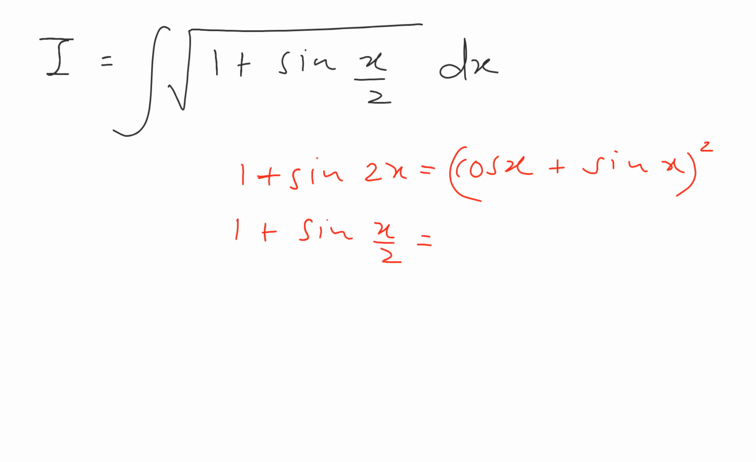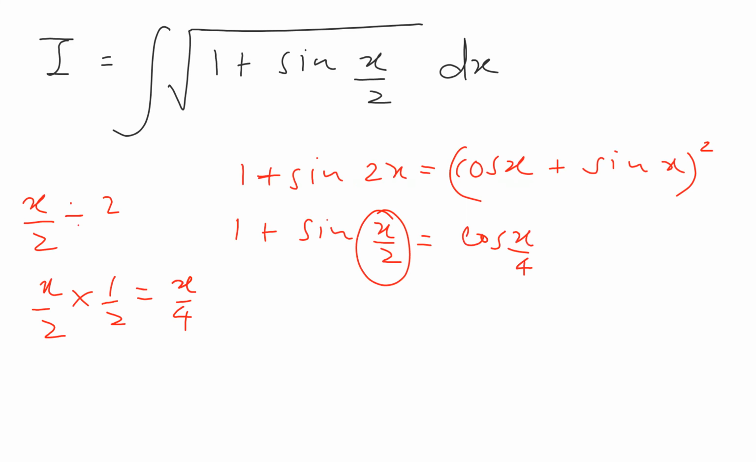What is the half of 2x? Half of 2x is x, right? So what is the half of x by 2? X by 2 divided by 2, x by 2 into 1 by 2, so it is x by 4. So the half of x by 2 is x by 4. So this will be cos x by 4 plus sine x by 4 the whole square.